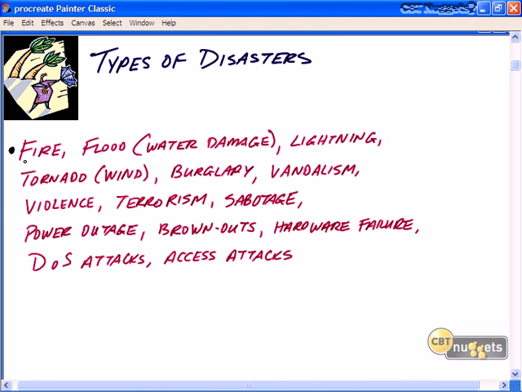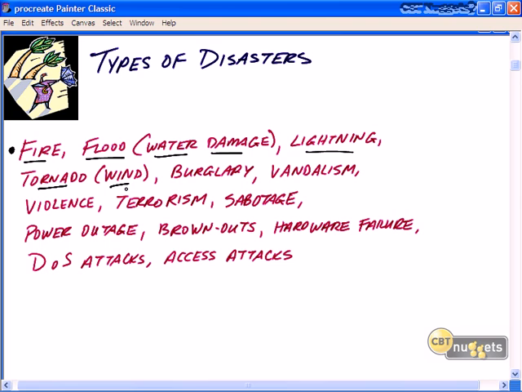Of course, fire is a big one. Flood, and not just flooding from, let's say, storms or a hurricane, but also water damage that can be done with broken pipes, water heater problems, things like that. Lightning is another disaster. This can cause physical damage and, of course, electrical problems as well to all of your systems. Tornado is a disaster, but also just simply high winds as well. Along with winds, people don't usually realize that dust storms, not just the wind that comes with dust storms, but the dust itself can also wreak havoc on systems.